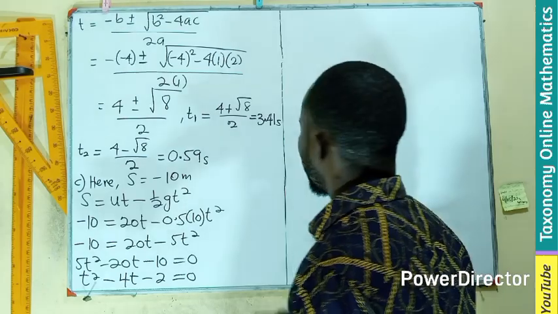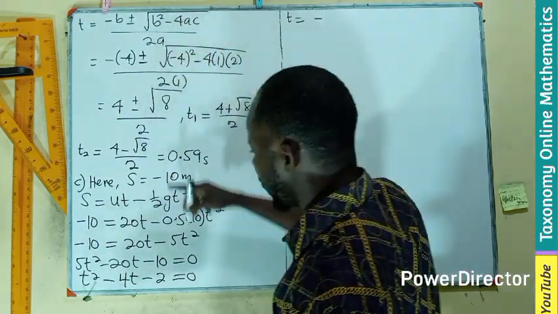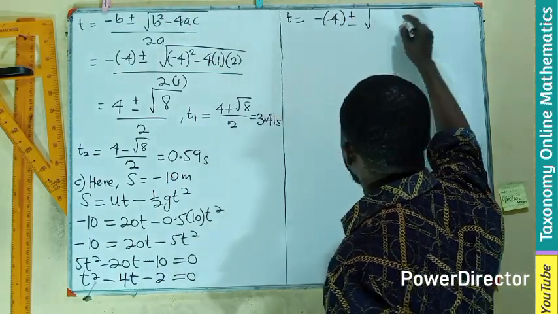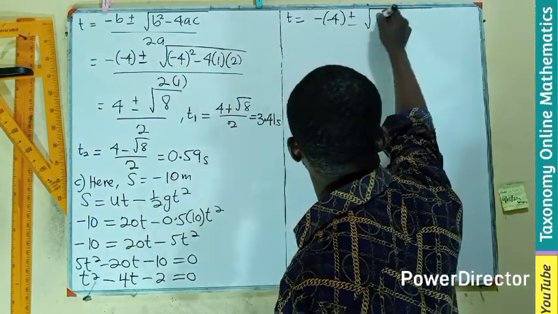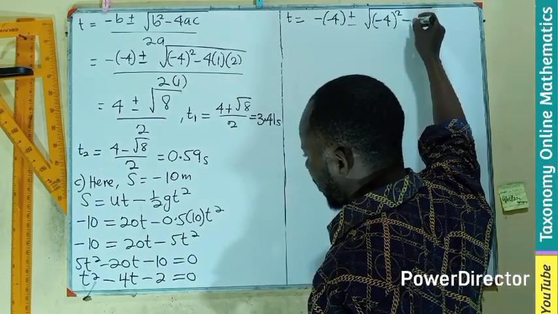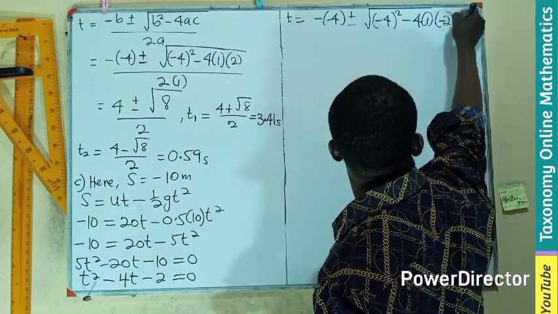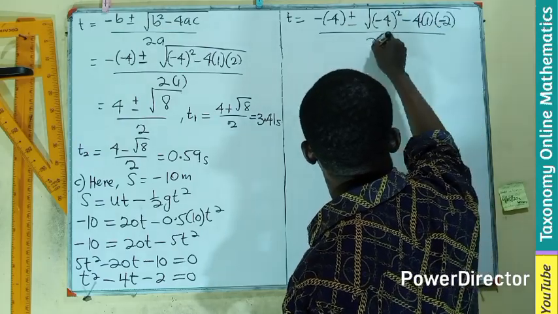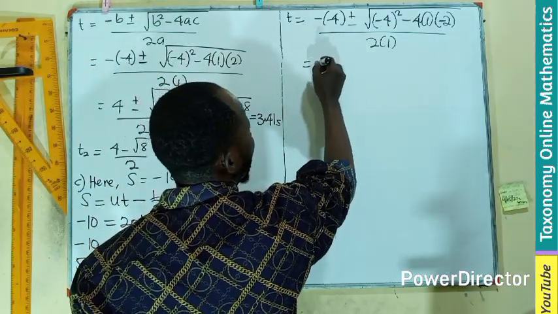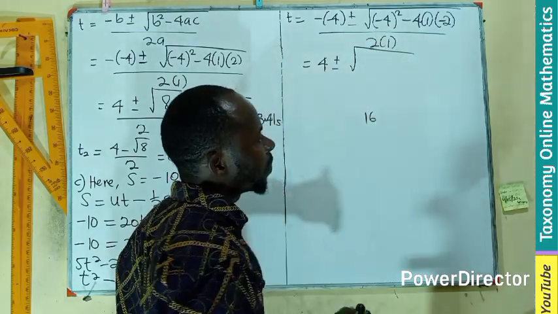So right from here, we can say that our T is going to be negative B, that will be negative 4, plus or minus the root of negative 4 all squared, minus, we are having A, which is 1, and C, which is negative 2, all divided by 2A, which is still 1. Fast forward, we should be having 4 plus or minus the root of 16.